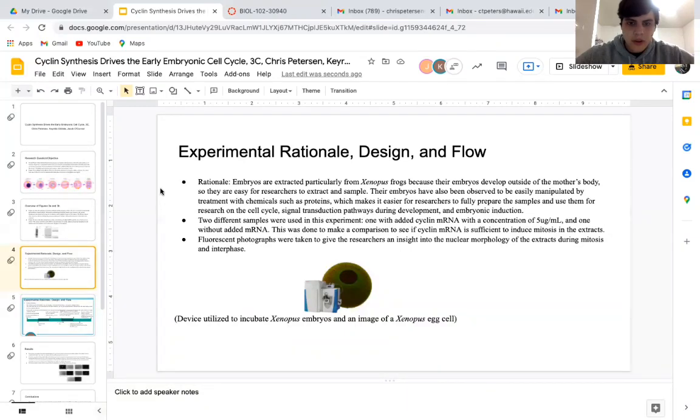Two different samples were used in the experiment represented by Figure 3C. One with the added cyclin mRNA at a concentration of 5 micrograms per milliliter, because that's the only one observed to actually undergo mitosis, and one without it. And this was done to make a comparison to see if cyclin mRNA was sufficient to induce mitosis. Researchers used fluorescent images at different points in time to see when a cell is in interphase or mitosis.